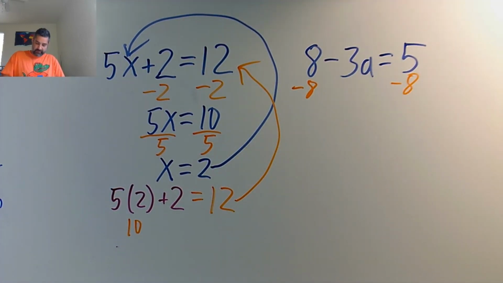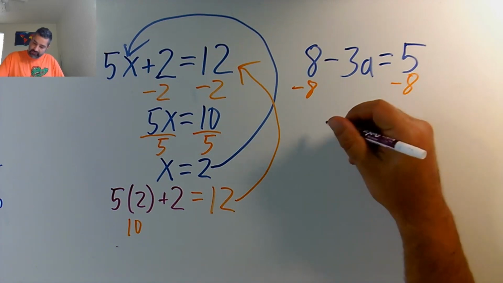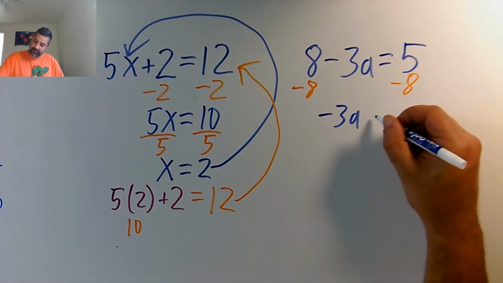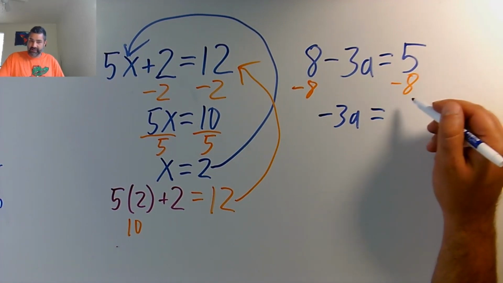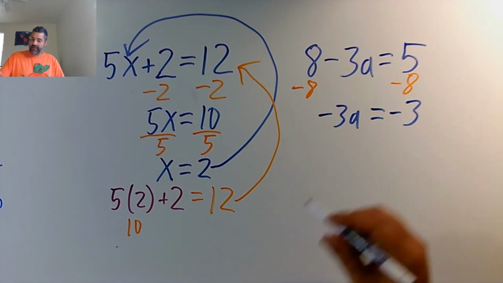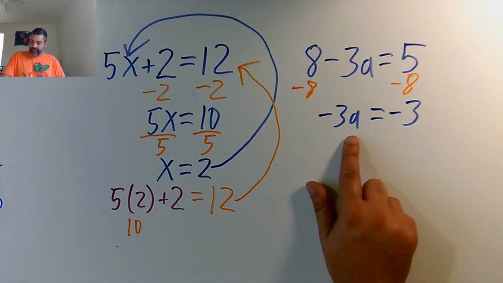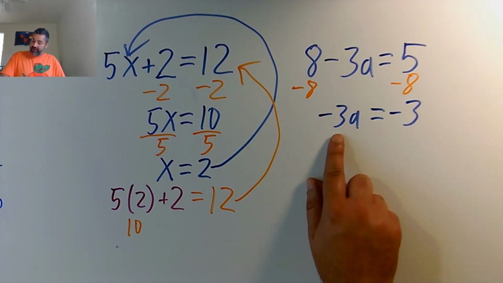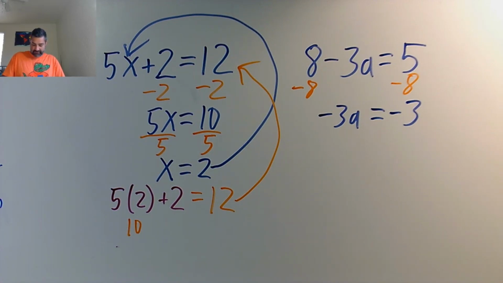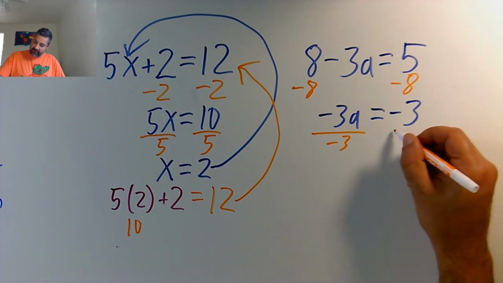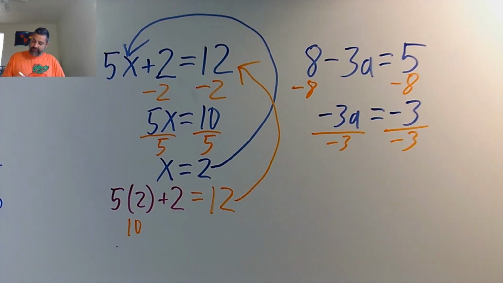Minus 8. And now we have negative 3a equals, what's 5 minus 8? It's negative 3. All right, and now what is being done to a now? It's being multiplied by negative 3. And so what's the opposite of multiplying by negative 3? We're going to divide by negative 3 on both sides.